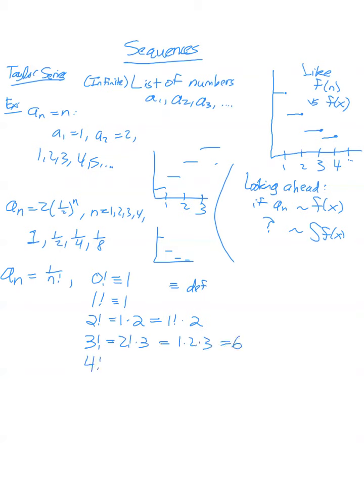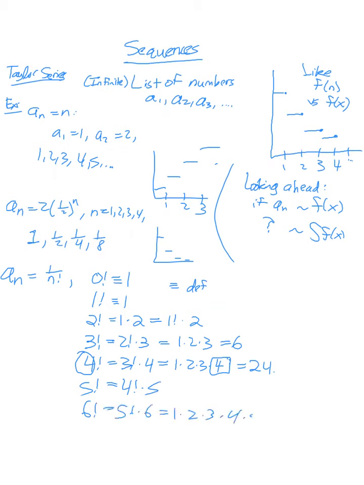And then 4 factorial, you can see where this is going, right? This is going to be 3 factorial times 4, so it's 1 times 2 times 3 times 4. 4 is the extra number that shows up in the factorial. So it's going to be 24 in this case. 5 factorial is just going to be 4 factorial times 5. 6 factorial is going to be 5 factorial times 6, so it's 1 times 2 times 3 times 4 times 5 times 6. I'm not going to write this out any further. It turns out this is going to be 120, and this is going to be 720.